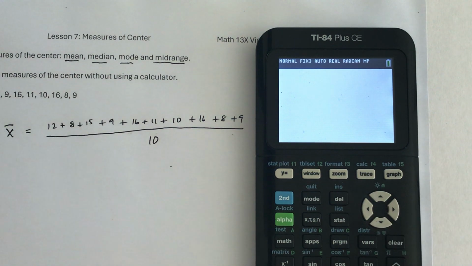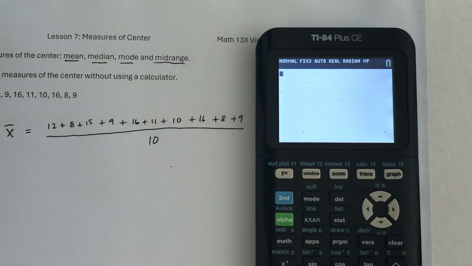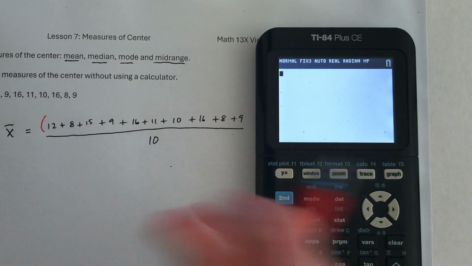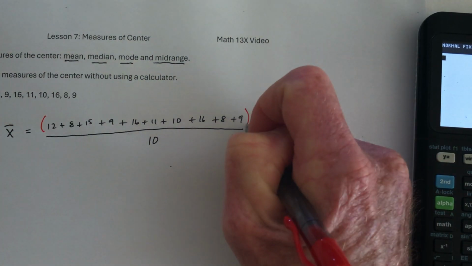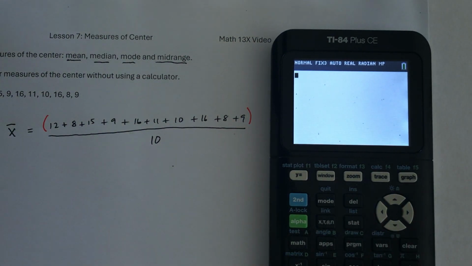So let's see. If you want to do this all at once, right here, then you should put parentheses around the numerator so that the calculator knows that is the numerator.